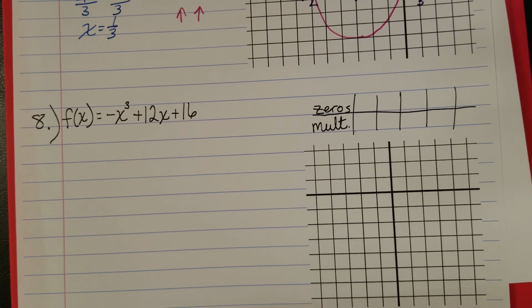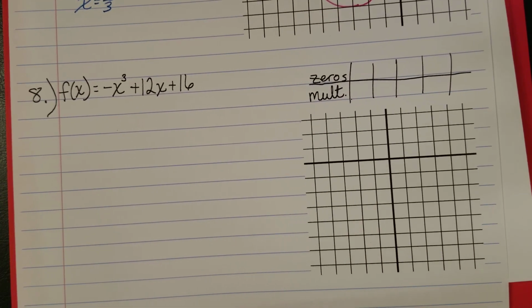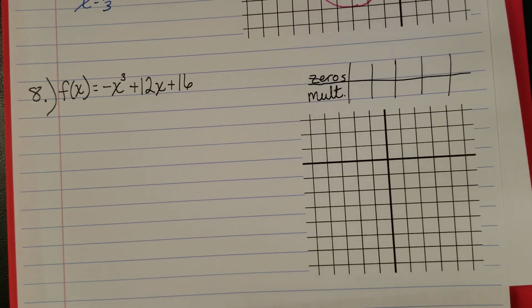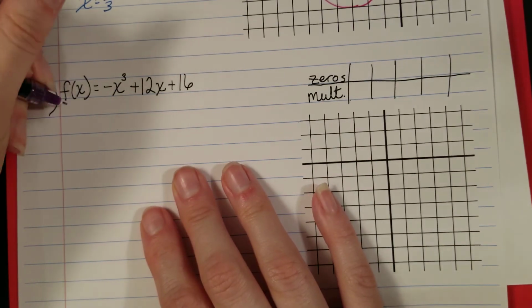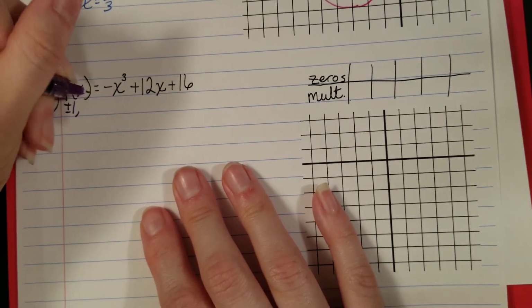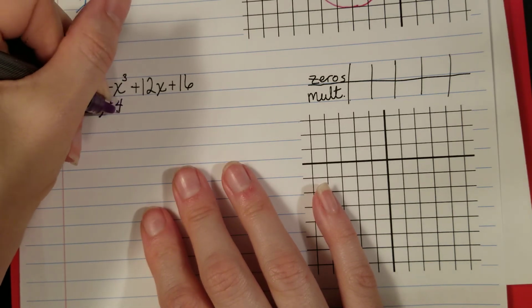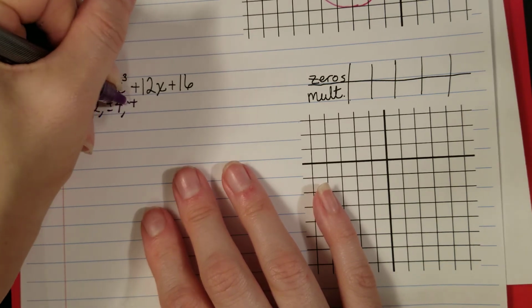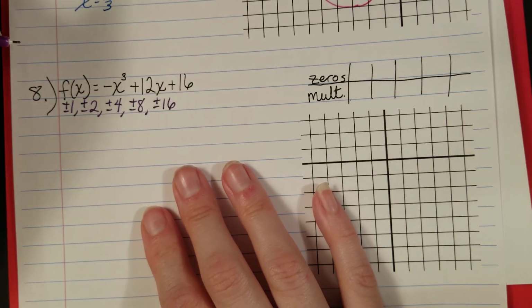So in this case, I am going to have to find my possible rational zeros, which are going to be my factors of 16. Leading coefficient's -1, so I don't have to worry about that here. So my possible rational zeros are plus or minus 1, plus or minus 2, plus or minus 4, plus or minus 8, and plus or minus 16.